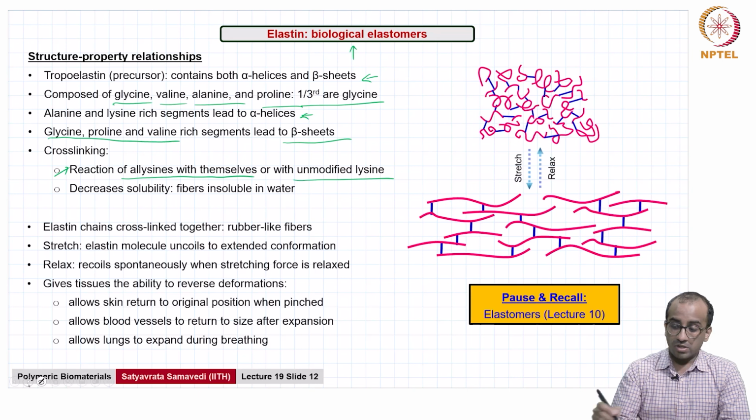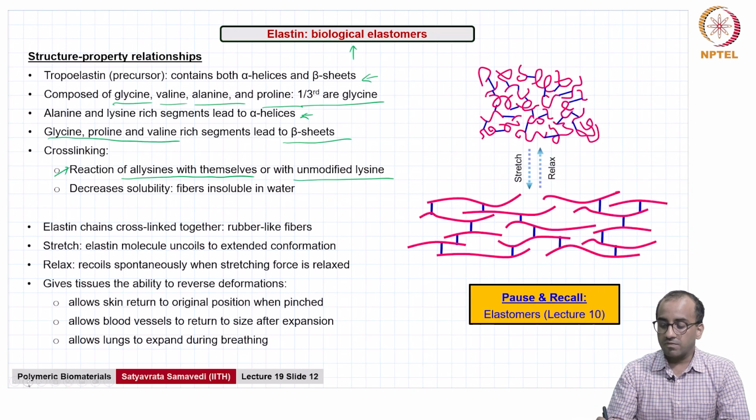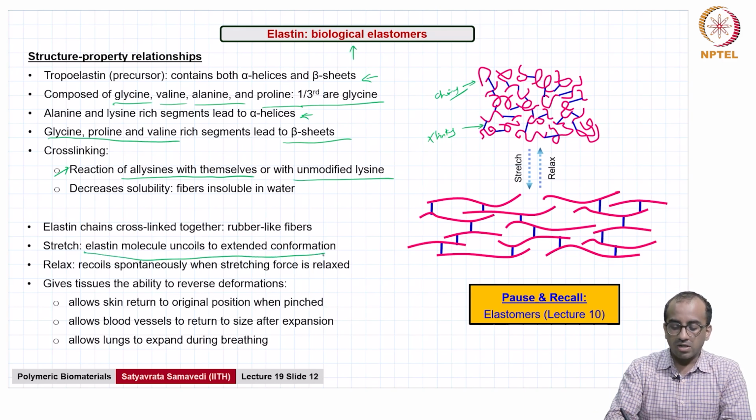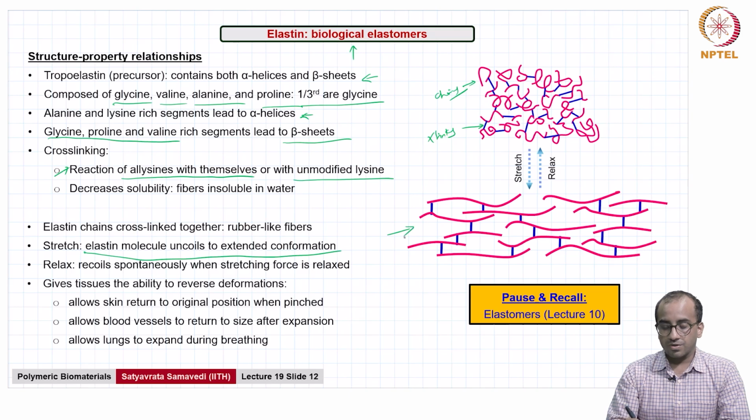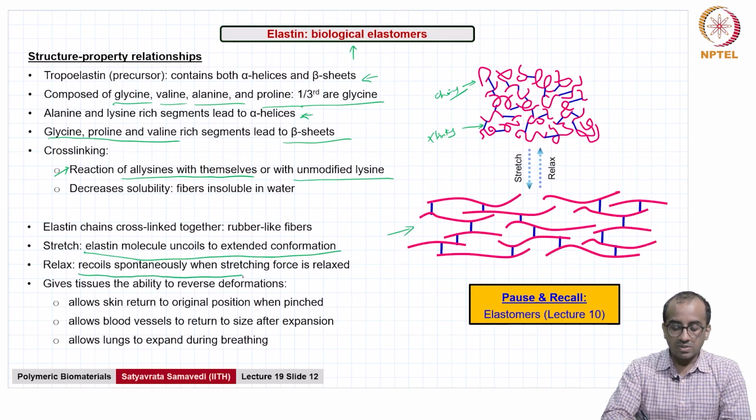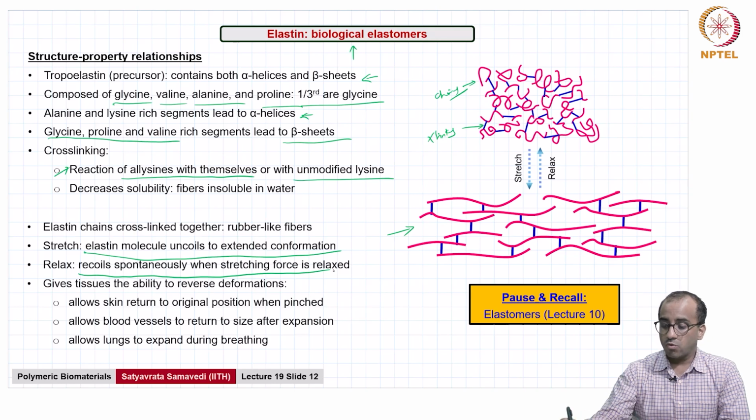So, shown here is a cartoon of that, where these represent the crosslinks, and these are the chains themselves, and you see when you stretch them, the elastin molecule uncoils to the extended conformation, which is this, and then when you relax, the chains recoil spontaneously and go back to the original state. That is largely driven by entropic considerations.